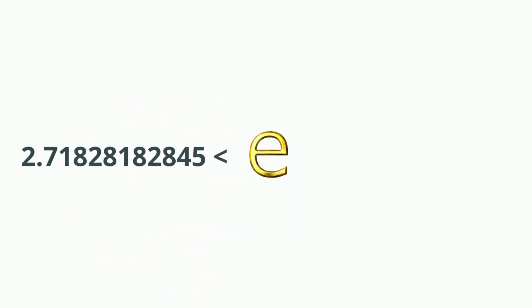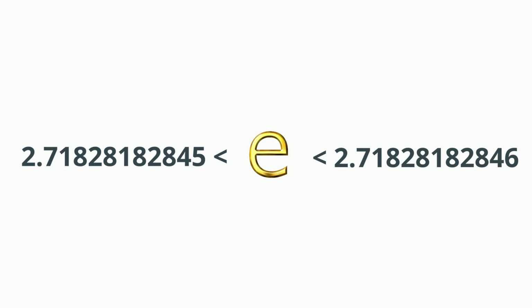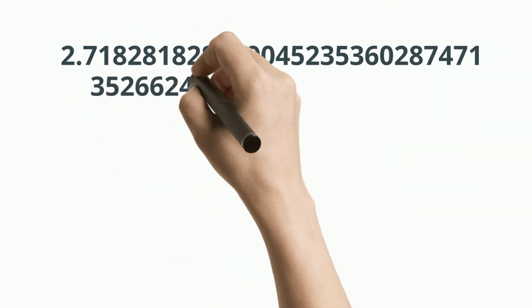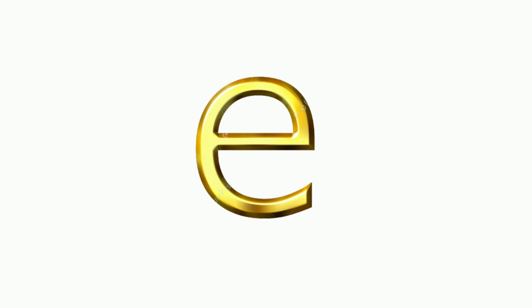But if you want to be extremely precise, we should say that it is somewhere between 2.71828182845 and 2.71828182846. Well, but what is the exact value? It turns out that you can never really arrive at the exact value in decimal representation. That's why we have given it a nice symbolic representation, the letter E.